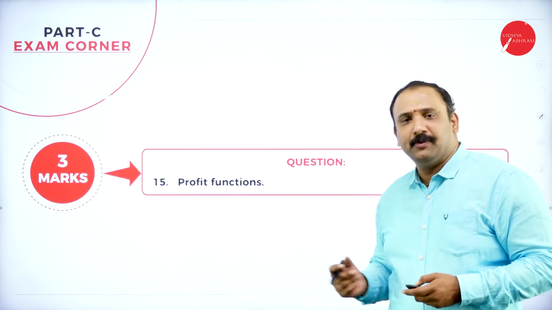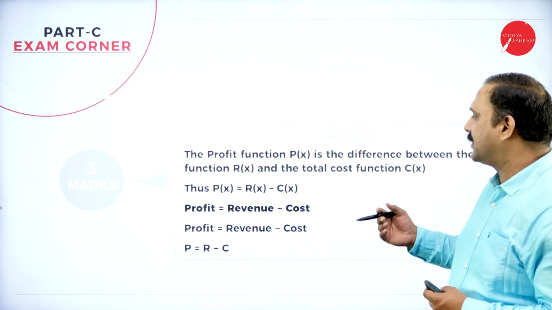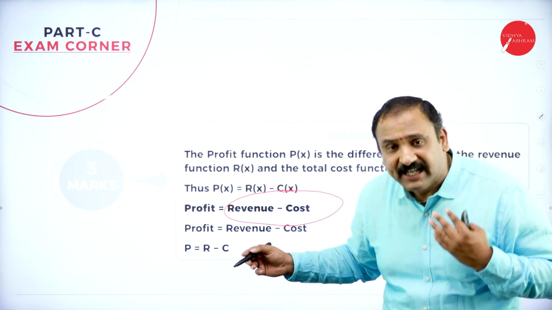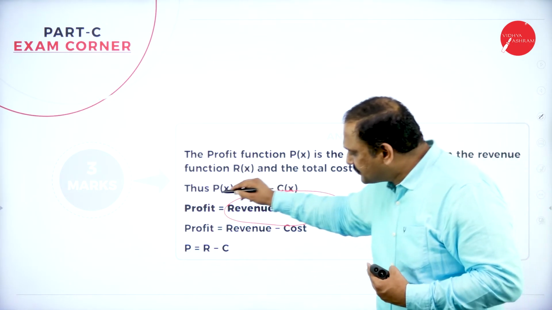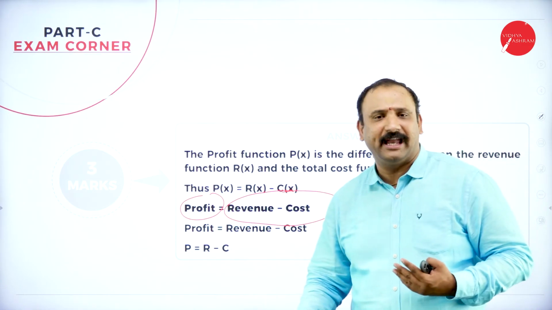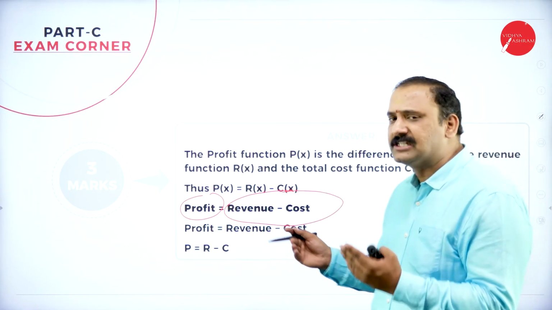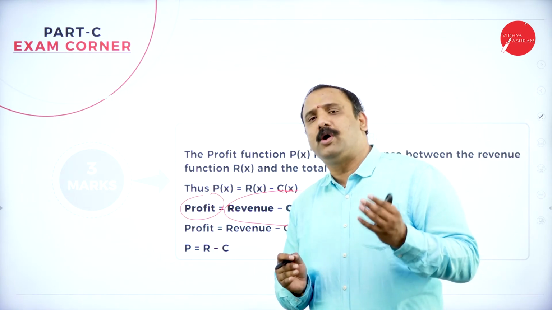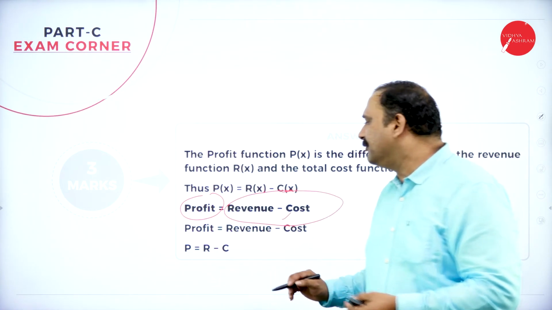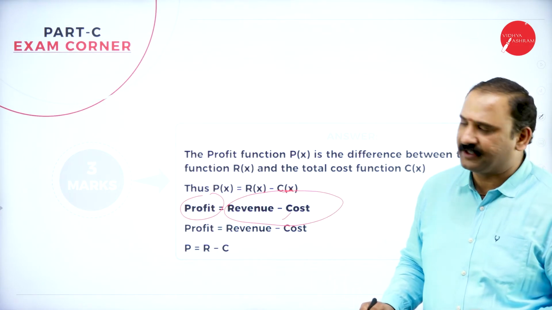Now, what do you mean by profit function? So next question, profit function is given by revenue minus cost. It's a very, very simple formula. You can just put this formula, profit is equal to revenue minus cost, and you will be able to explain it. So profit means from the revenue earned, whatever the cost factors we subtract over a period of time, we will be able to generate the profit here.